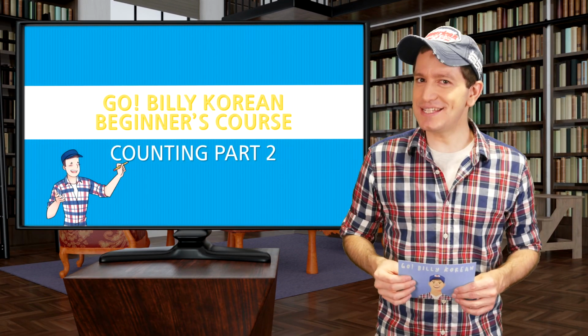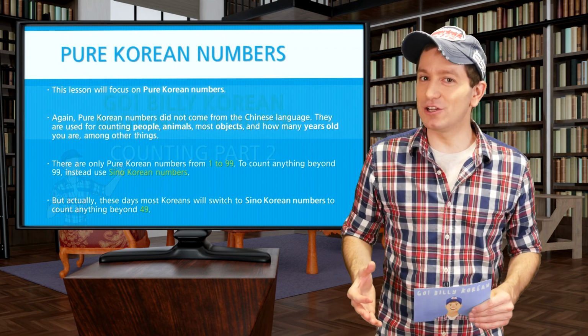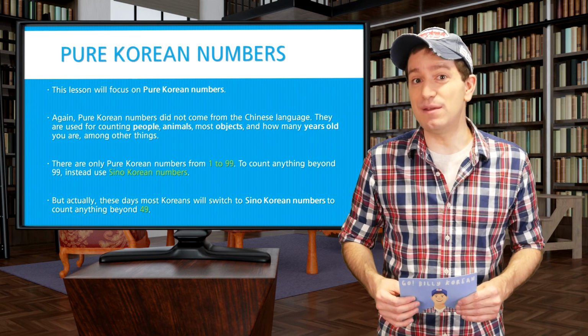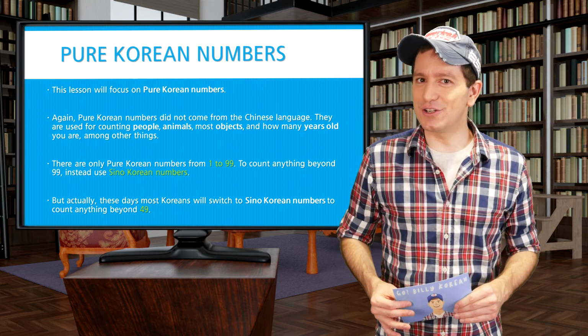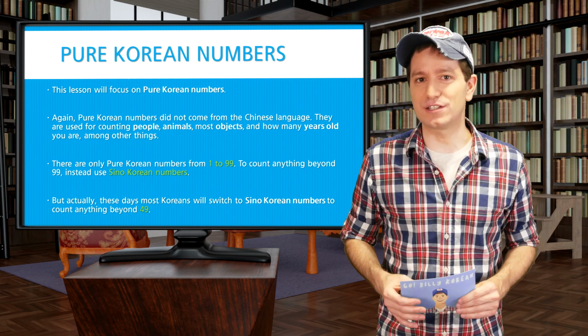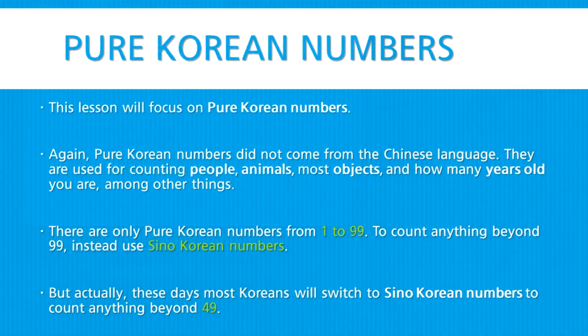Welcome back. In this lesson, we're going to talk about pure Korean numbers. Now, last time we learned about Sino-Korean numbers, which came from Chinese. Pure Korean numbers came from Korea, and they're used for counting all sorts of things, from people to animals to objects, and even to say how old you are.